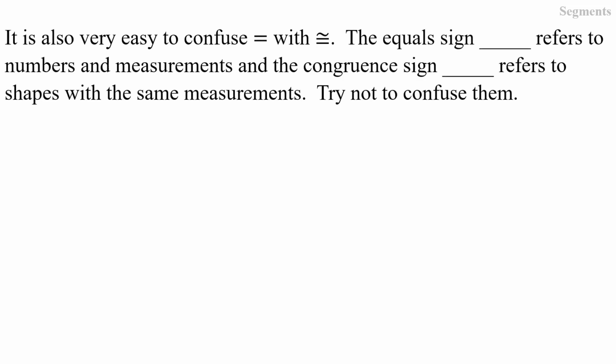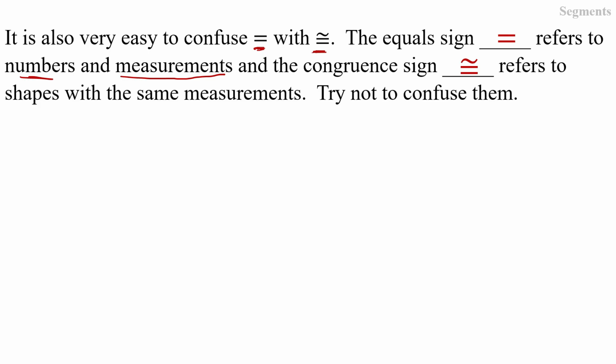It is also very easy to confuse the equal sign with the congruent sign. Sometimes you might mess up. I'm not going to really take off points because a lot of people get this wrong at first, but usually you'll get the hang of this. The equal sign, which is that one, refers to numbers and measurements. Like you've been seeing before in algebra 1, when you put x equals 4, that's talking about 4 as a number. But the congruent sign, which is that little squiggly on top of the equal sign, refers to shapes with the same measurements.